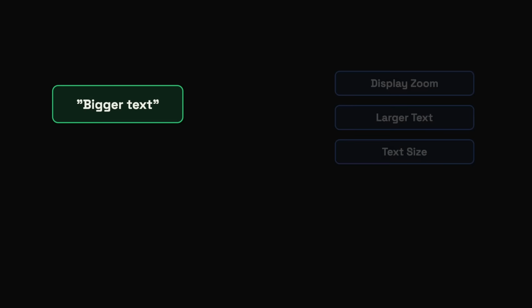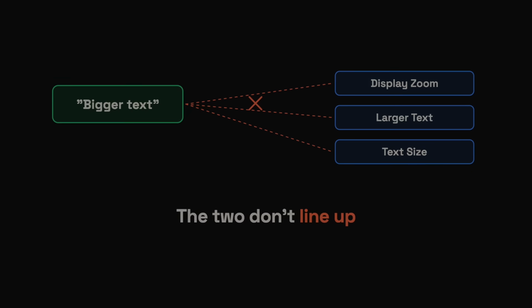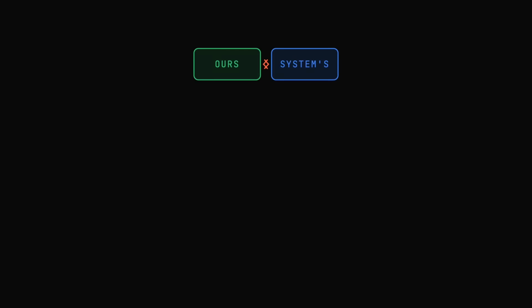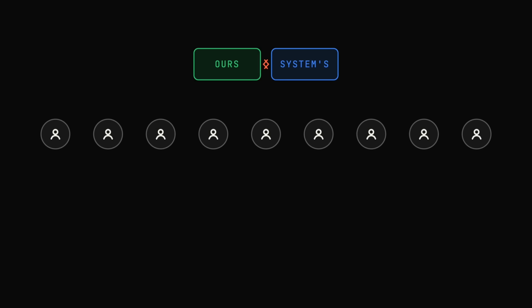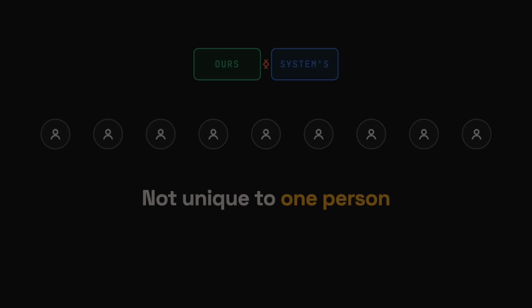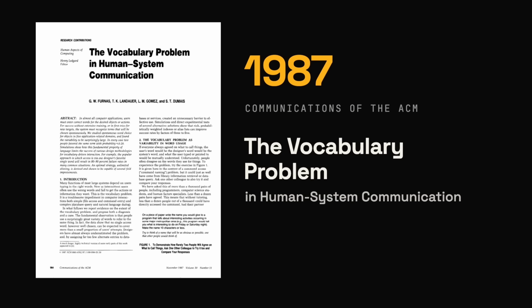But the way the user, or most of us users, understand this problem differs from how it is designed in the system. This is the key difference between our language as users and the system's language designed by whoever was responsible for it. Now, this gap between user's language and system's language is not unique to me. There's even a famous paper from the 80s titled The Vocabulary Problem in Human-System Communication.